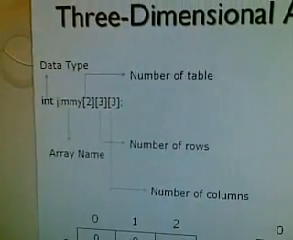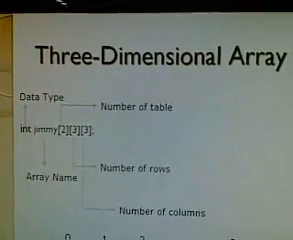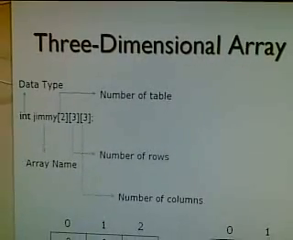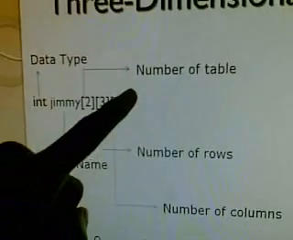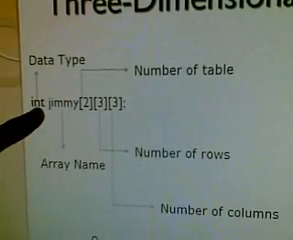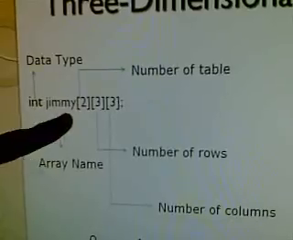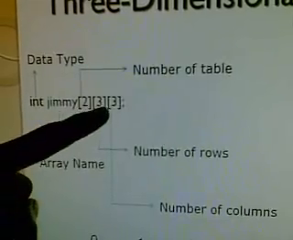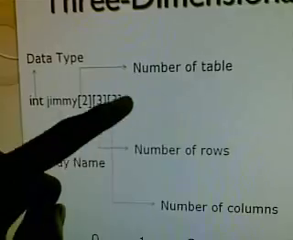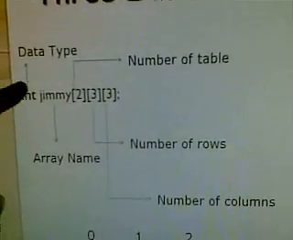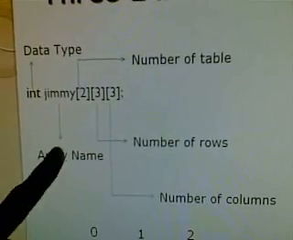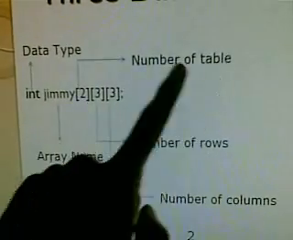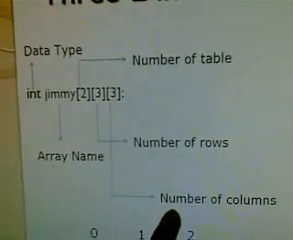Three-dimensional array. A three-dimensional array consists of 2 or more tables. First, the syntax declaration is: data type, array name, number of tables, number of rows, number of columns. Here we have the data type, integer, the array name, and the number of tables, number of rows, number of columns.